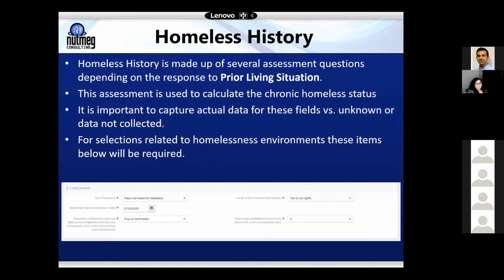So where were you the night prior? I was in my car. How long were you in your car? Well, I've been in my car for 10 years. Okay. You say you've been in your car for 10 years. Any time during that 10-year period, did you stay with friends or family? Were you in treatment? Were you incarcerated? How long for these particular environments? Because that will help get you the most accurate number of chronically homeless individuals or households that are out there by working through those questions with the individual.